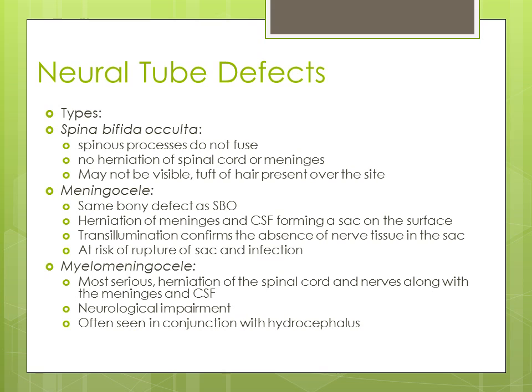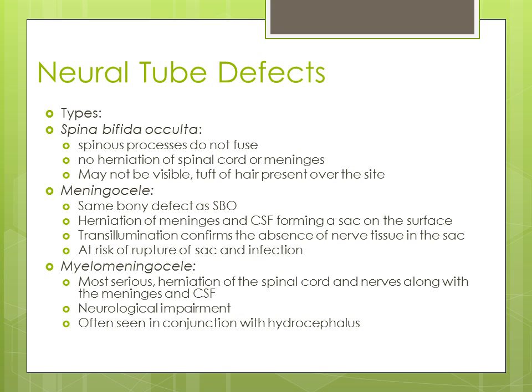A meningocele has the same bony defect as spina bifida occulta. However, there is some herniation of the meninges and the CSF, and it's going to form a sac on the surface. And you can shine a light through this little sac and see the nerve tissue within the sac. And there's a risk of rupturing that sac, which could result in infection directly into the central nervous system.